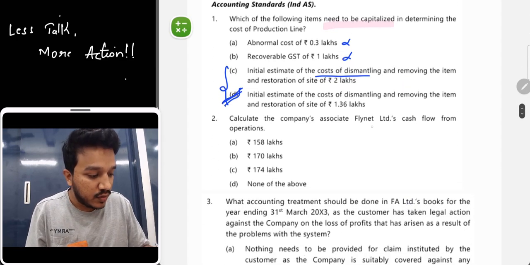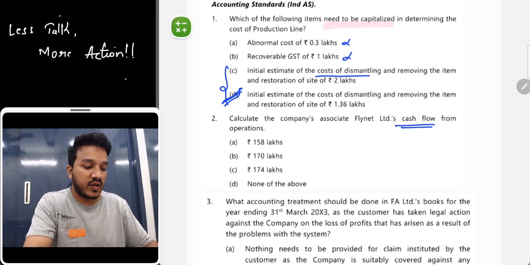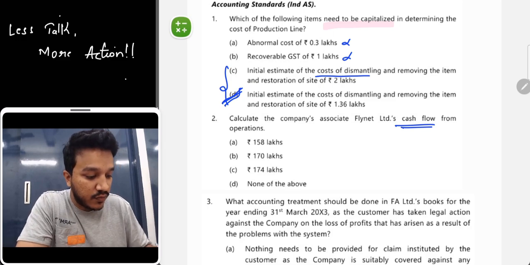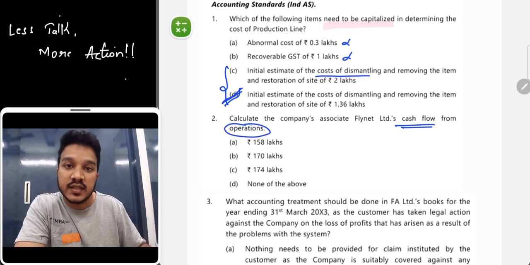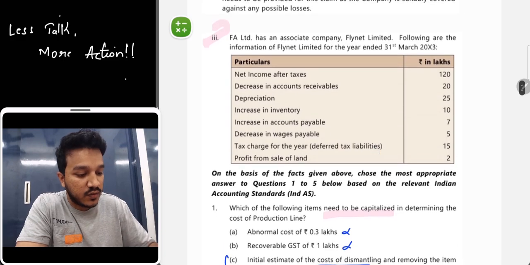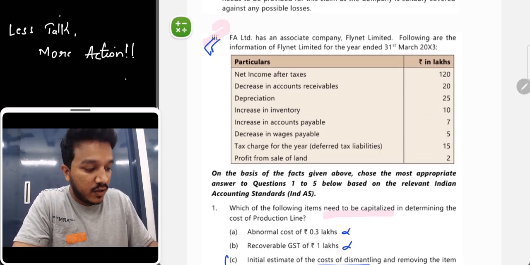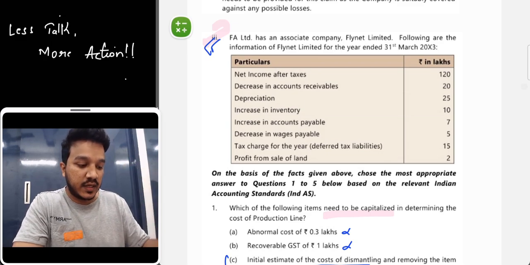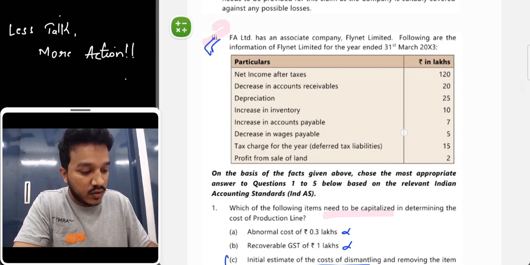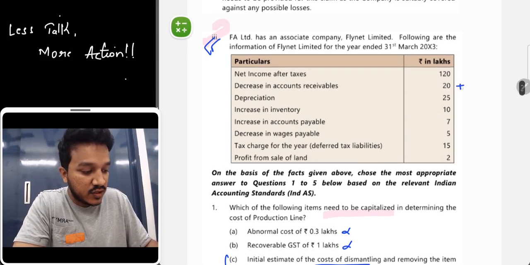Perfect. Next, calculate the amount of cash flow. He's asking about the company's cash flow from operations. Remember, he's asking cash flows from operations. So this is the cash flows point. We start from net income after taxes. Then the decrease in accounts receivable: whenever there is a decrease, you will add. And then depreciation we will add, a non-cash item that should be added.